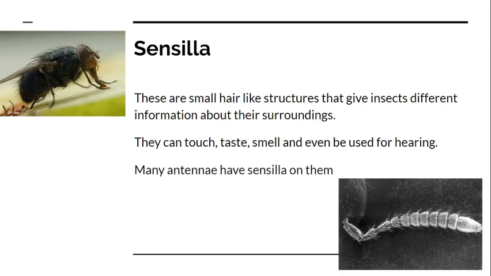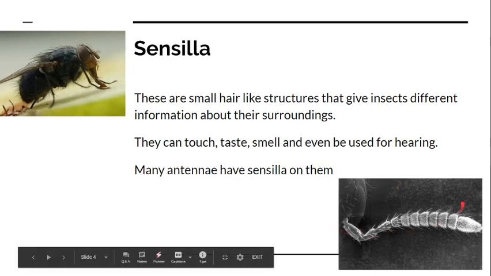Many antennae have sensilla on them. And so the antenna itself is mostly used for just touching things, but the actual more complex senses all rely heavily on the sensilla. So it's very important to keep that in mind and to write this stuff down here. It can do a lot of different things. And right here we got the antenna of the ant. It's covered in these sensilla.